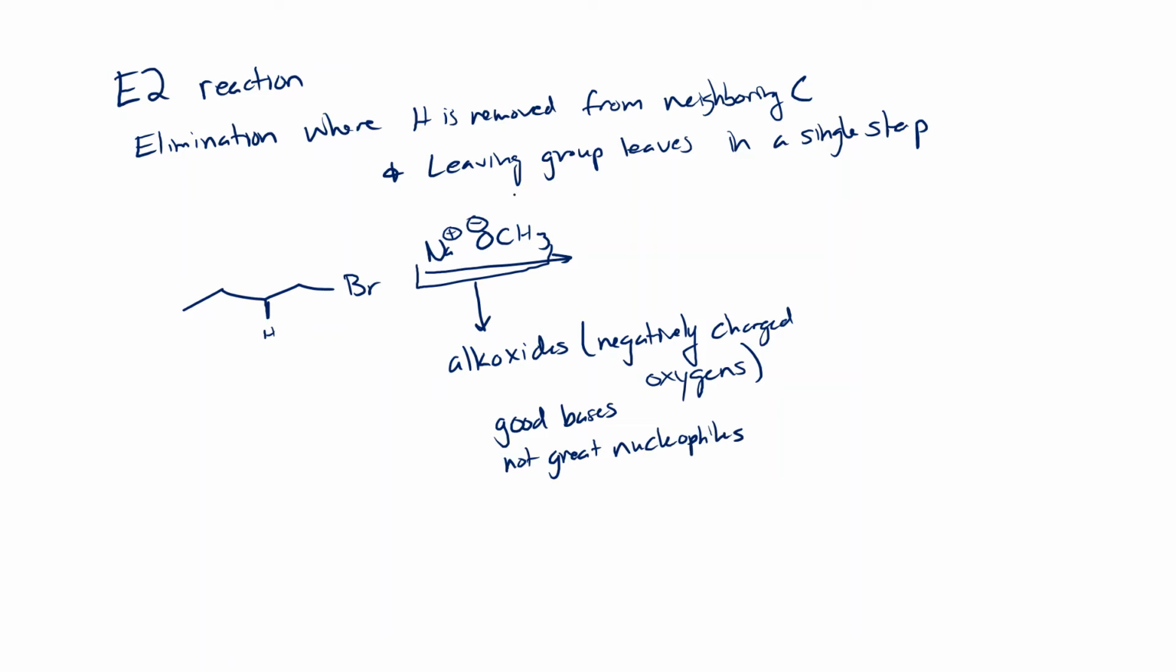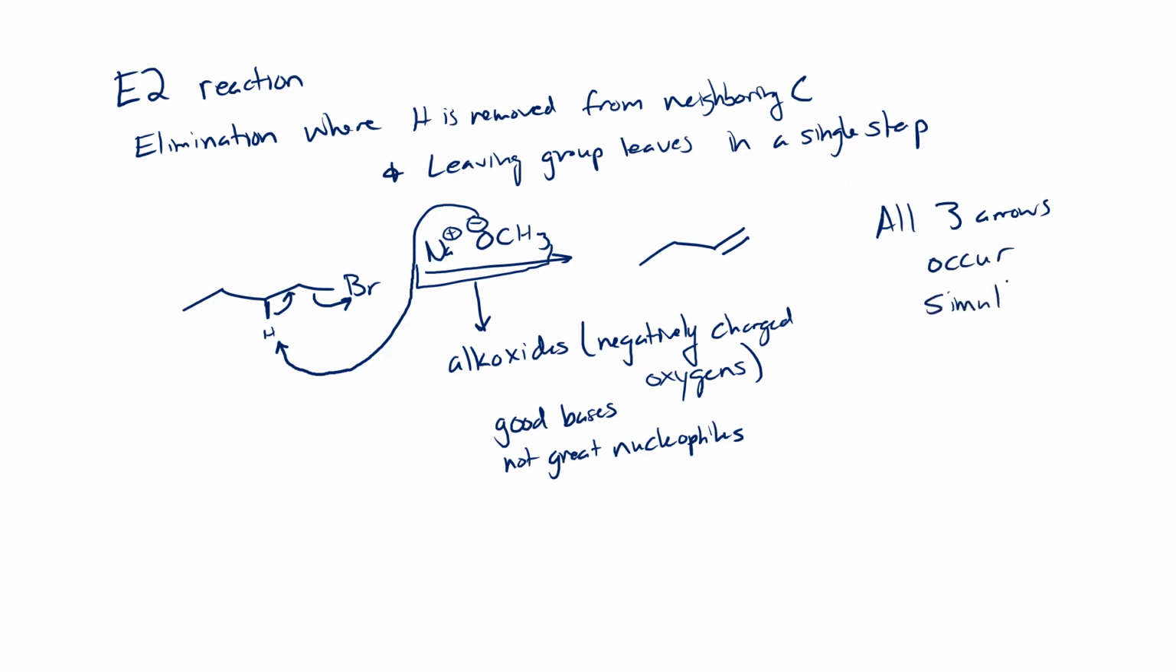And so if you have something like methoxide, what it's going to do, instead of reacting with the carbon where the bromine is attached, is take this hydrogen away. We're going to form a pi bond and we're going to kick out the leaving group all in a single go. Right, so you're going to get a double bond that looks like this. So E2 mechanisms are like this, where all three arrows occur simultaneously. Right, this is a concerted mechanism.